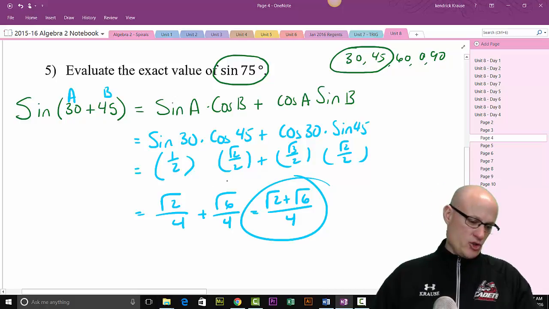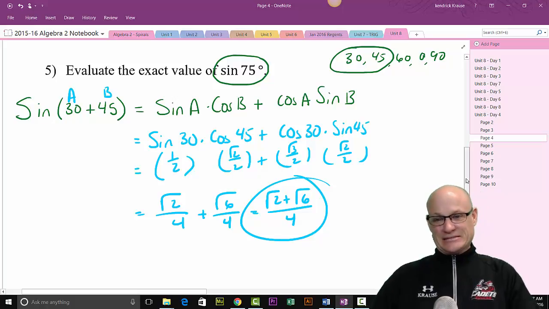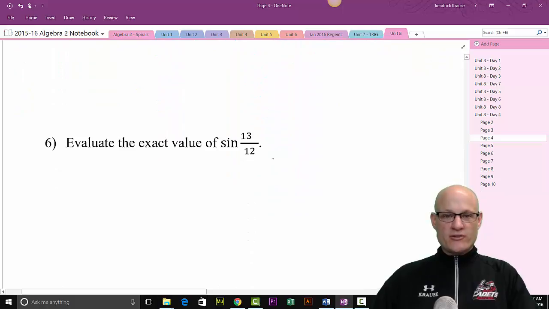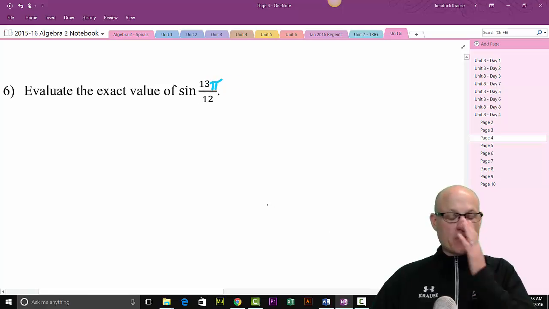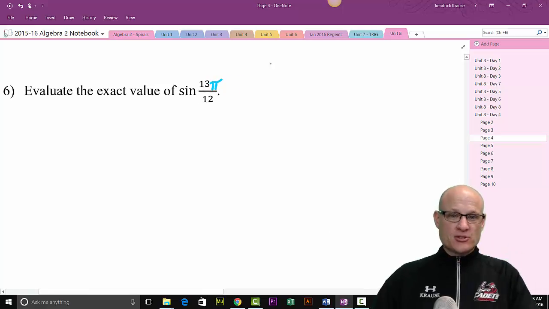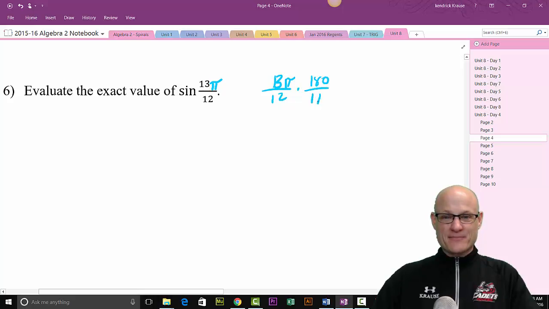Next problem we're going to do is 6. Oh, this didn't come out nice. This should be 13 pi over 12. What is that? Seriously, what is that? That's just redonkulous. So first thing I'm going to do is figure out what in the world 13 pi over 12 is by multiplying by 180 over pi.